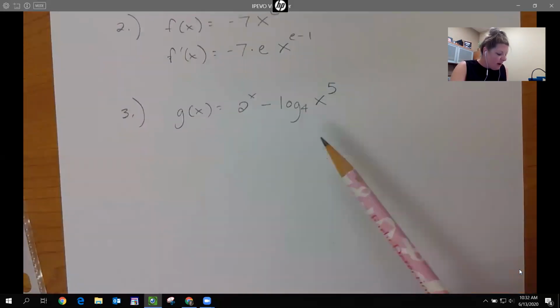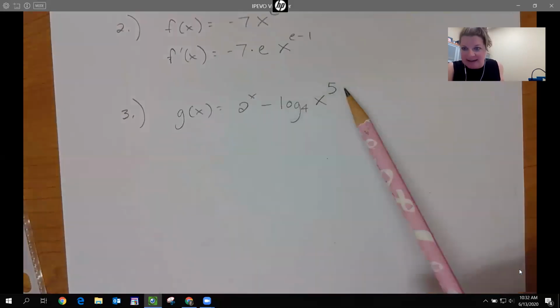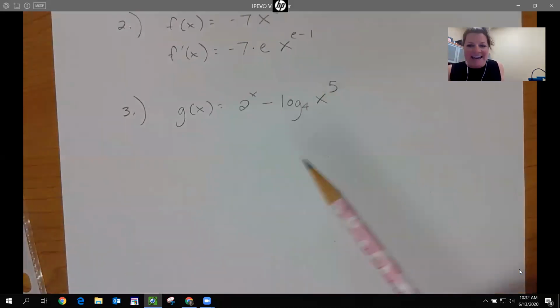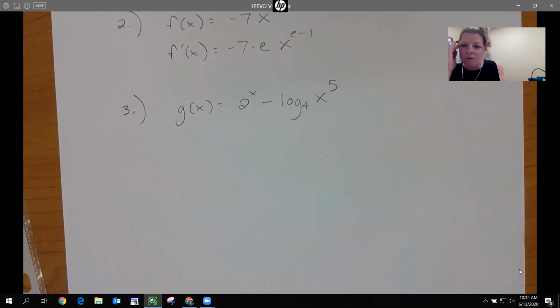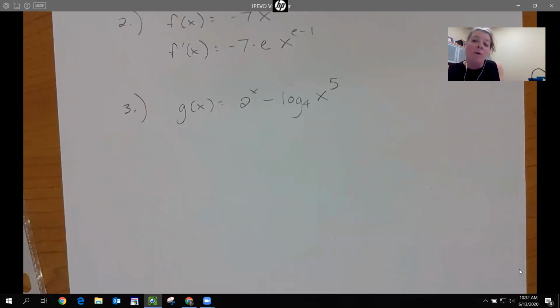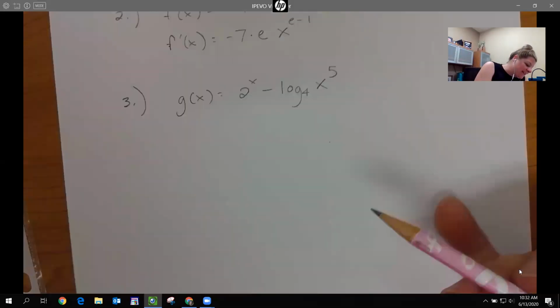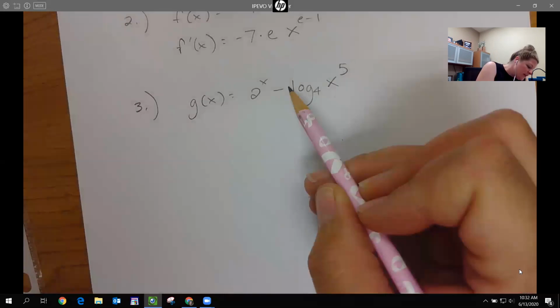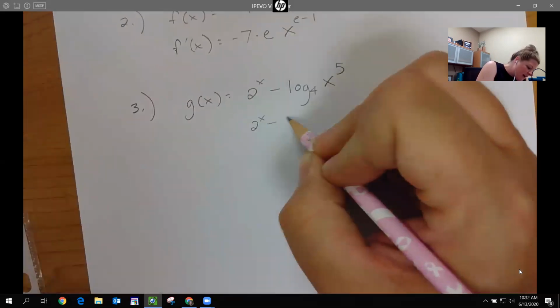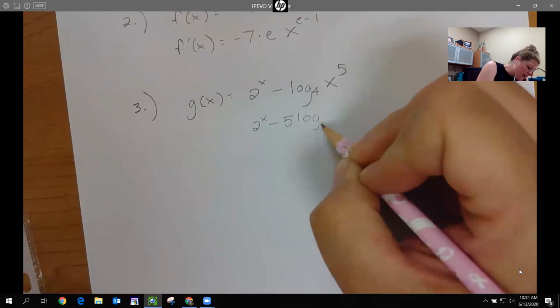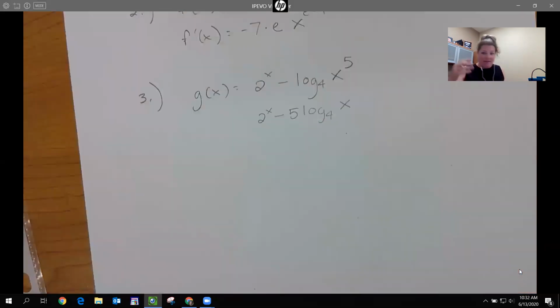First of all, what can I do with an exponent on a log? Because I can't do the derivative right now if that's not just an x. So what is the rule that we learned in algebra that allows us to deal with that 5? We can bring it up front. So first thing I want you to recognize is this needs to go out front. So I'm going to change this to be 2 to the x minus 5 log base 4 of x. Now I can follow my rules.